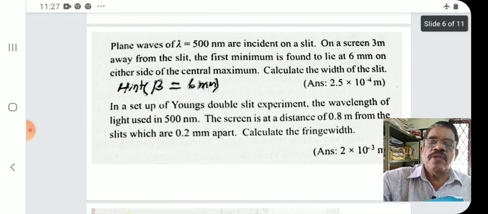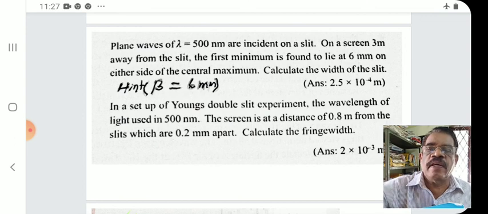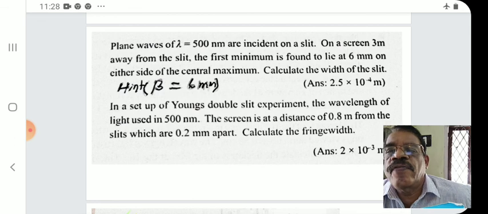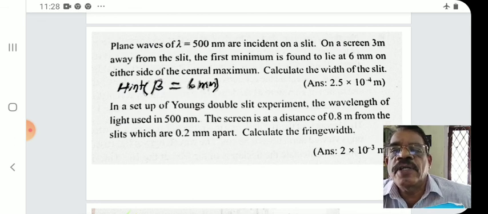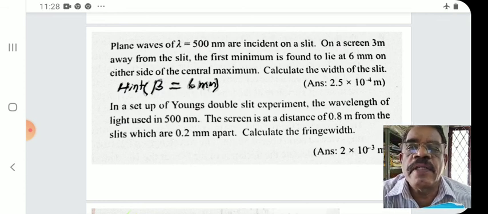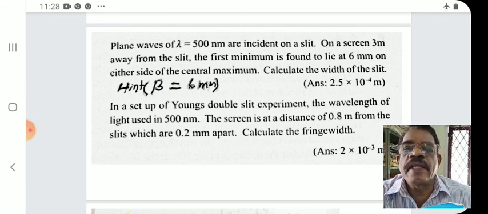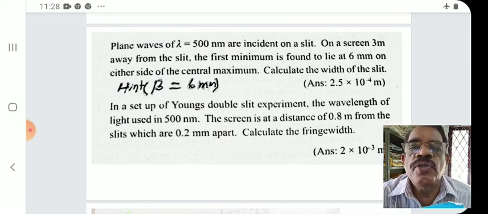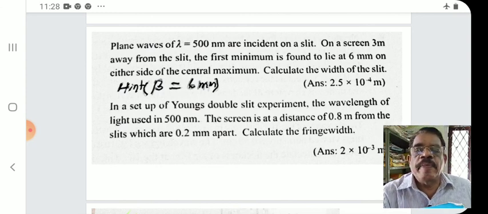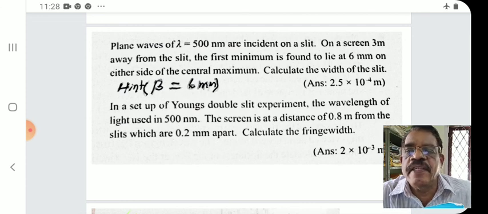Now I have given 2 problems for your self-work. I will give the hint. It is written there. Next problem, that is problem you can write as 4. Plane waves of lambda equal to 500 nanometer, you know, nanometer is 10 raised to minus 9 meter, are incident on a slit. On the screen 3 meter away from the slit, the first minimum is found to lie at 6 millimeter on either side of central maximum. Calculate the width of the slit.